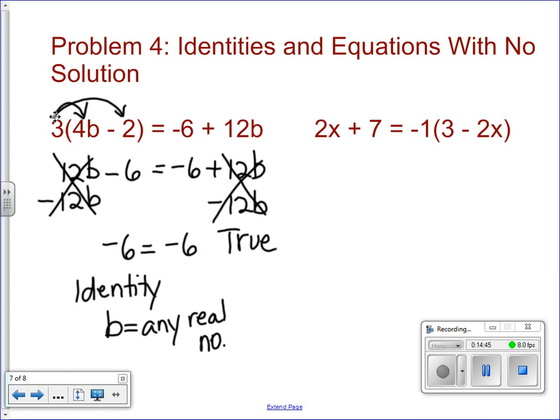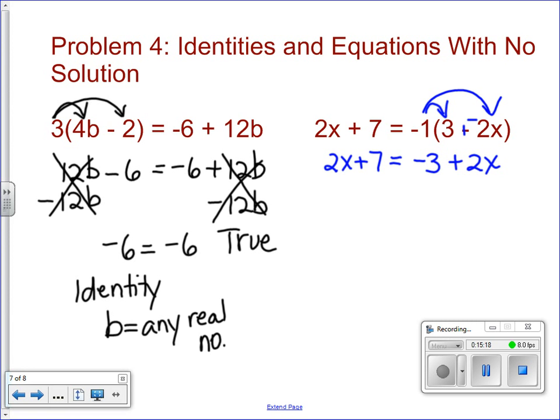In the next problem, again, let's get rid of the parentheses on the right. So I'm going to bring down the 2x plus 7 on the left. Distributing, I have negative 1 times 3 is negative 3. And I'm going to add the opposite up here so I don't make a mistake. And I have negative 1 times negative 2x, which would be a plus 2x.